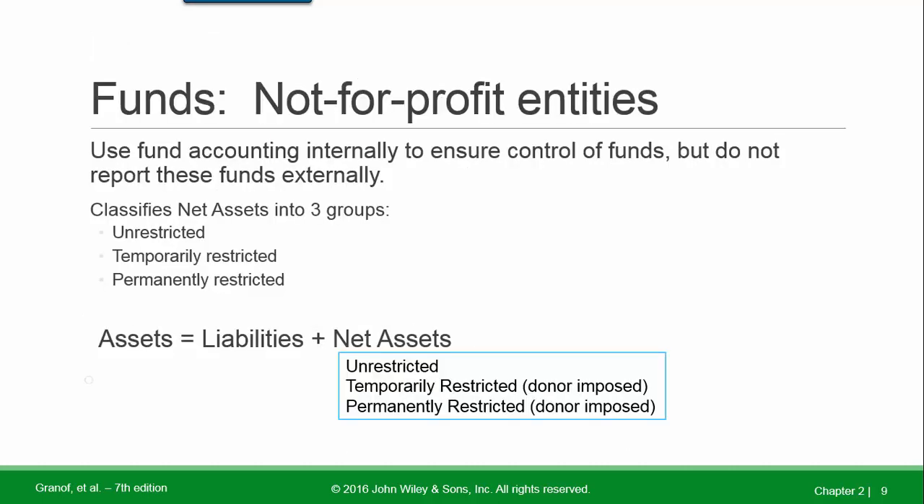Now let's look at not-for-profit entities. These entities use fund accounting internally to ensure control of funds, but do not report these funds externally. Not-for-profit entities classify net assets into 3 groups: unrestricted, temporarily restricted, and permanently restricted. Assets equal liabilities plus net assets with these 3 groups, and we will cover this in much more detail as we move into not-for-profit entities later this semester.